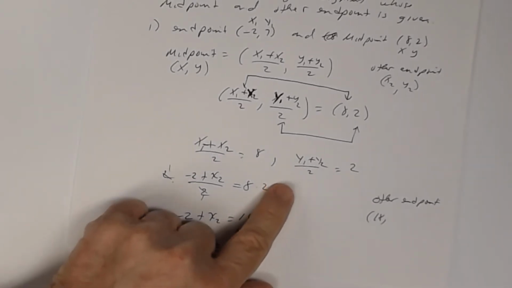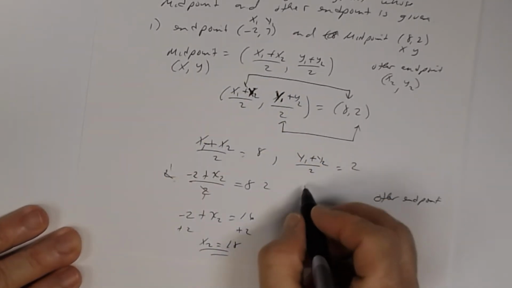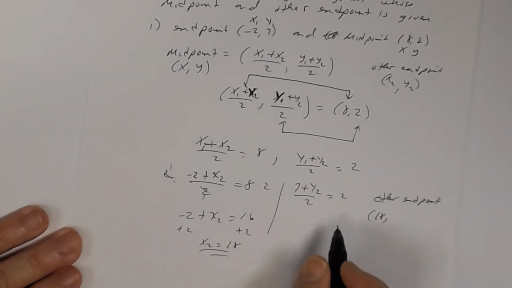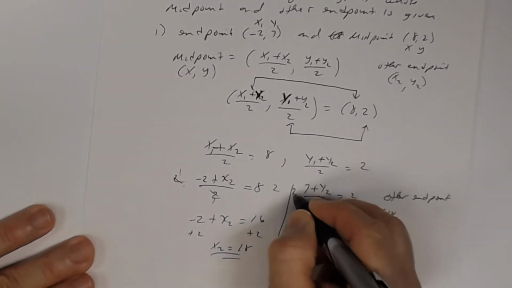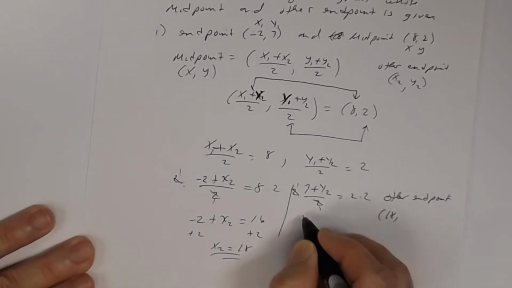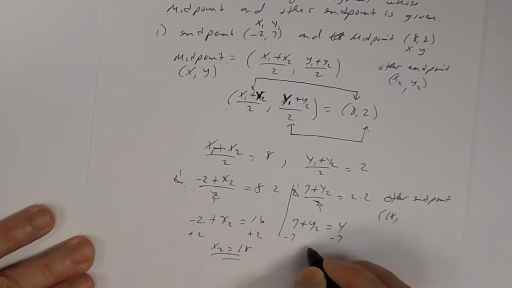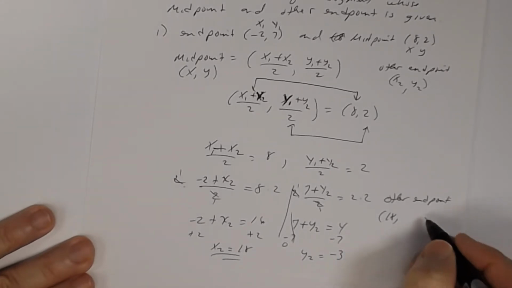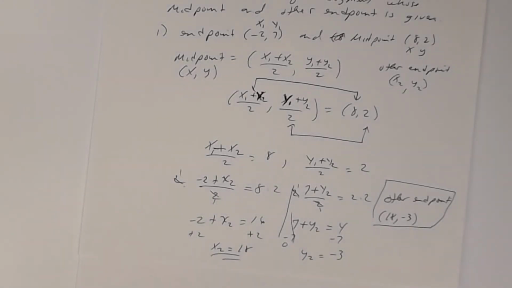Okay, now let's find the y-coordinate. Do the same thing. My y1 is 7, right? So we get (7 plus y2) divided by 2 is equal to 2. To clear the fractions, you multiply both sides by the LCD, which is 2. So times 2, times 2, these 2's divide out. So you get 7 plus y2 is equal to 4. Subtract 7, this is 0, so you get y2 is equal to negative 3. And so your other endpoint is (18, -3). Okay?